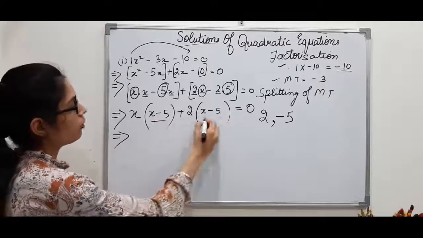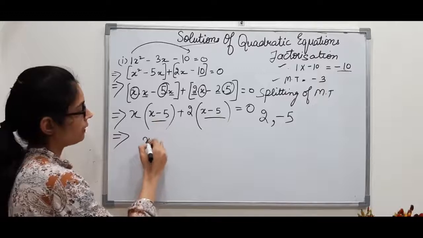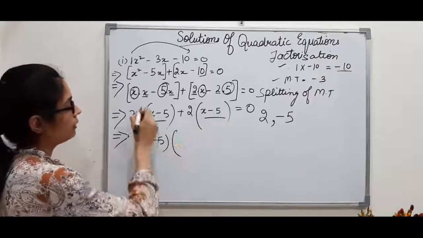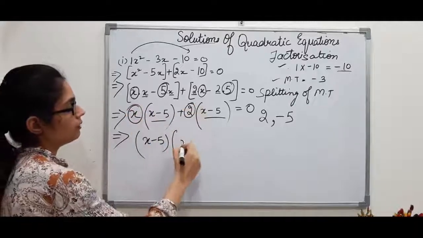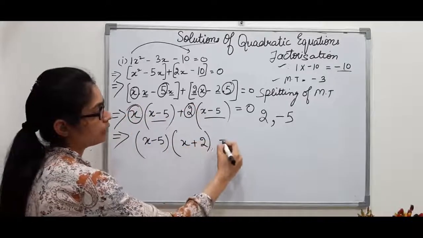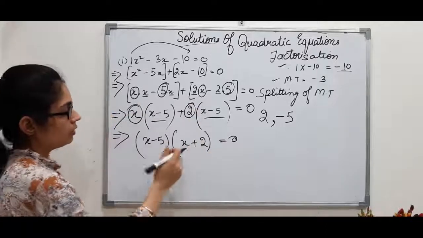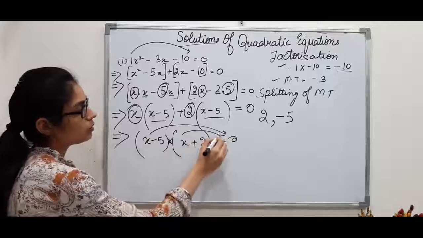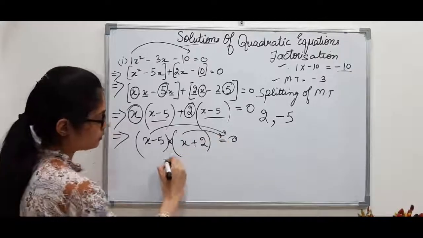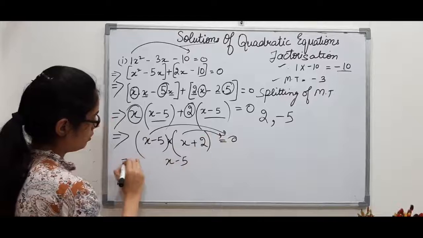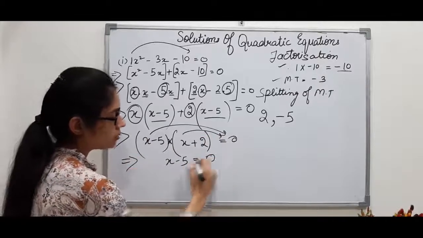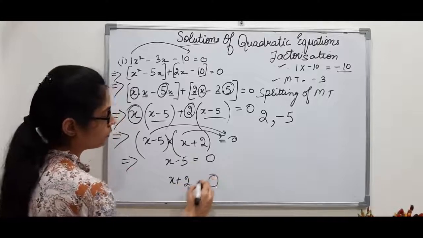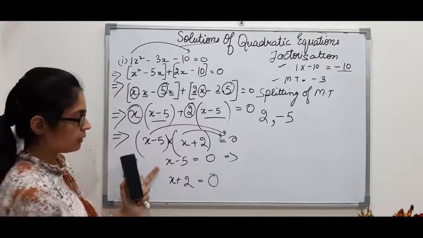Then first of all I will write this bracket x minus 5 because it is common in both the terms. Now I will write the remaining terms: x plus 2 is equal to 0. Since this is a sign of multiplication, this term is also equal to 0 and this term is also equal to 0. Which shows me x minus 5 is equal to 0 and x plus 2 is also equal to 0. So I will calculate the value of x from this.